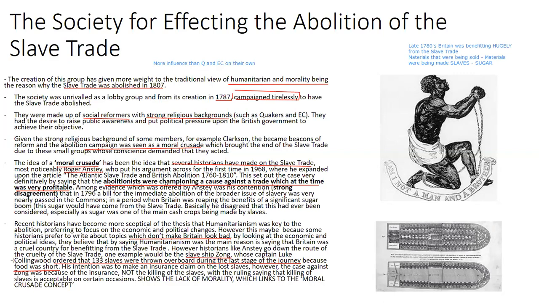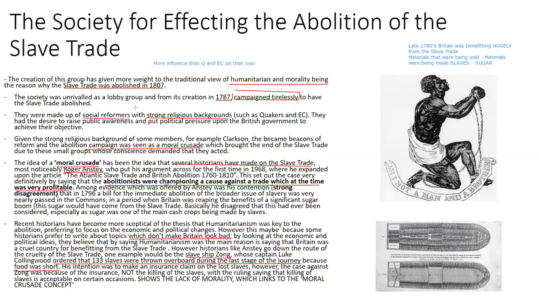What he then intended to do was to make an insurance claim on the slaves. And this went to court. Now, a lot of people might think that Collingwood was in trouble for throwing slaves overboard. He actually wasn't brought to court about that. The reason he was brought to court was because he was trying to defraud the insurance, not because he killed 133 slaves. It was actually ruled in court that killing slaves is acceptable on certain occasions, and one of those being if the food was short.